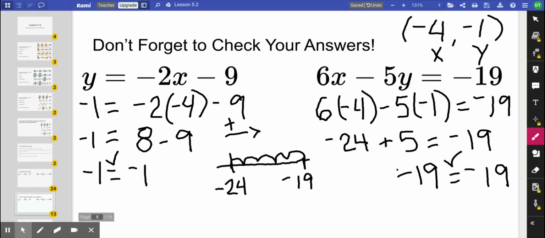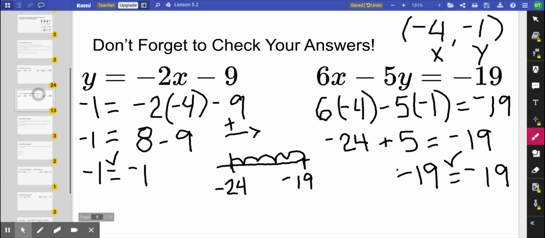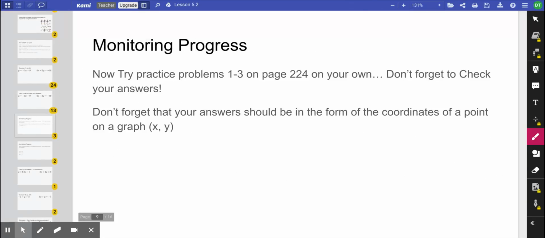All right, so at this point, you should be ready to do the monitoring progress problems, numbers 1, 2, and 3 on the bottom of page 224. Don't forget to check your answers, and don't forget that when you write your answer, it should be in the form of coordinates of a point on a graph. So it should be in x comma y form, because it actually represents where those two lines cross on a graph. So go ahead and pause this video right now, take a minute or two, and do those 3 practice problems.